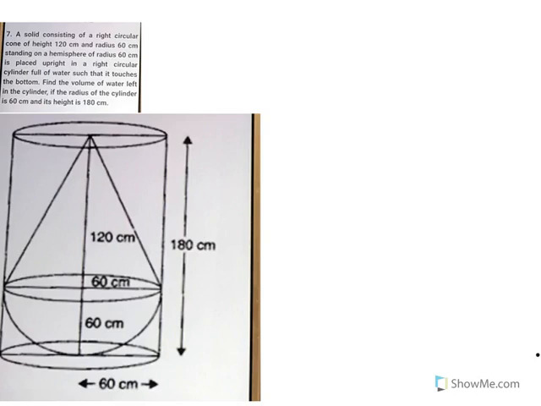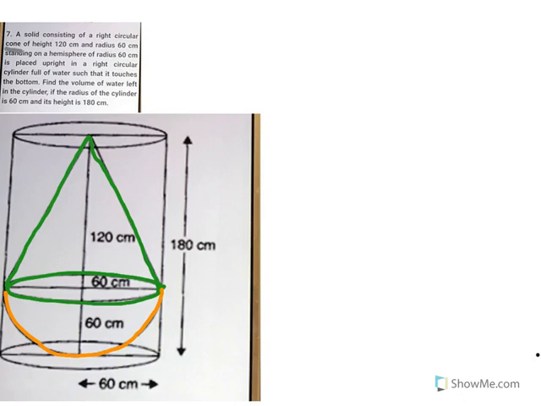Let's start. A solid consisting of a right circular cone of height 120 and radius 60 is standing on a hemisphere of radius 60 centimeters. So here I have a cone, this cone, and they said this cone is standing on a hemisphere. So here is the hemisphere. Okay, the cone is standing on the hemisphere.